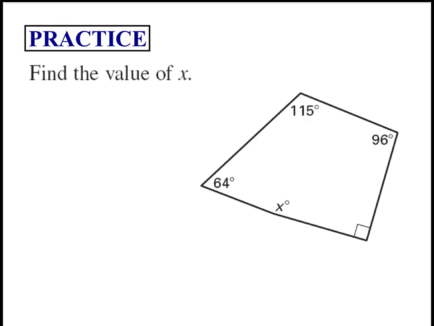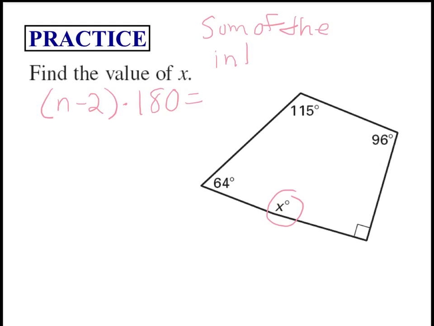So let's use the formula to find the sum of the interior angles here so we can figure out what x is going to be. So we know that our formula is n minus 2 times 180, which gives us the sum of the interior angles. So what we want to do is figure out what all these angles together should add up to so we can subtract that value to figure out what x is.